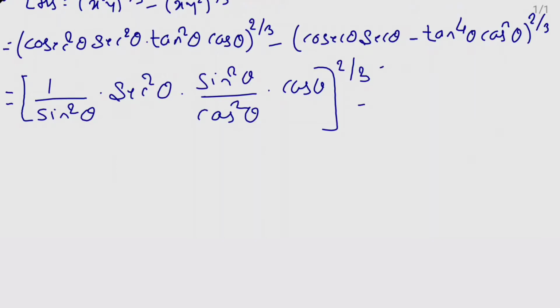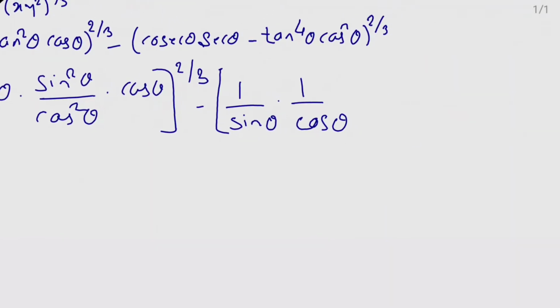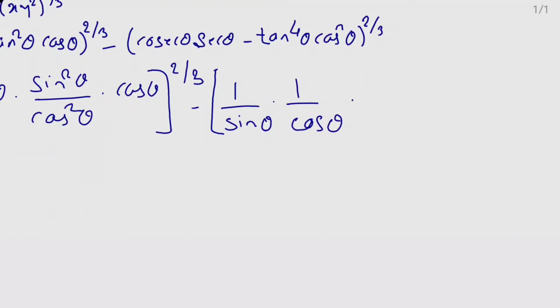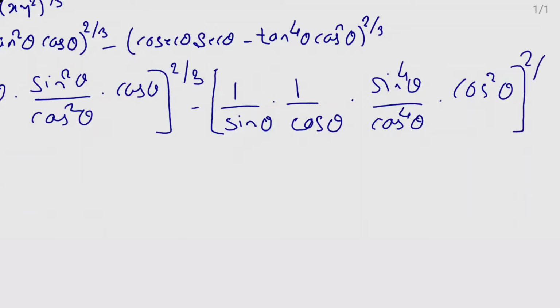And minus here also cosec theta we can write 1 divided by sin theta into sec theta we can write 1 divided by cos theta into tan theta we can write sin theta divided by cos theta, but here we have power 4, so sin raised to 4 theta and cos raised to 4 theta into cos square theta as it is and raised to 2 by 3. Is it clear?